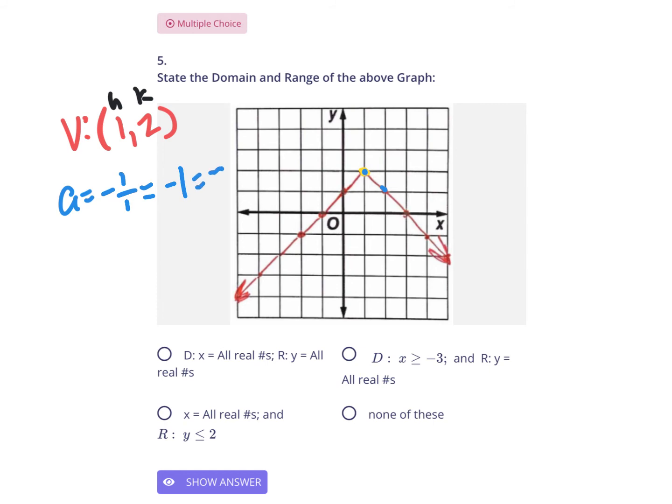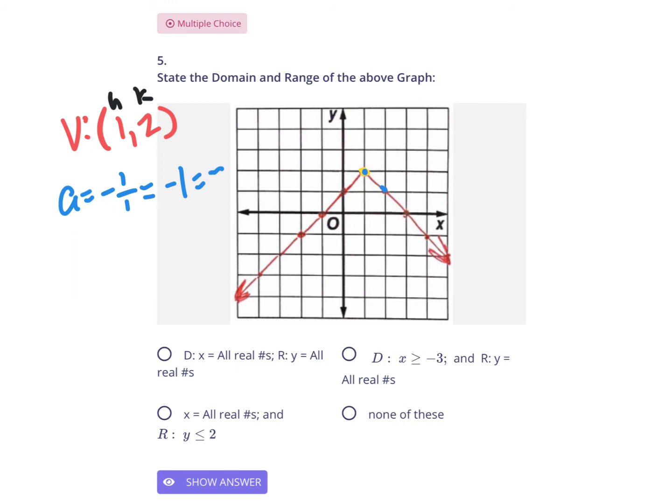Wait a minute. This is a good example of reading instructions, how important it is to read instructions. It does not say write the absolute value function. It says just state the domain and range. Duh, I was doing too much work.